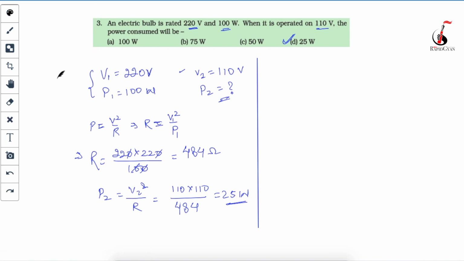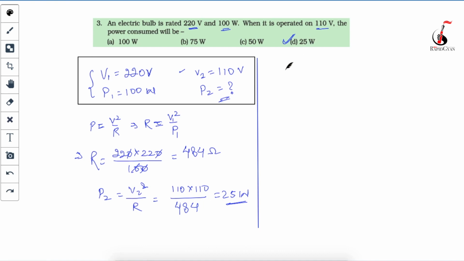The first information which is given will remain the same. Now, as we know, the value of R is constant in both the cases. If R is constant in both the cases, and we know that R is equal to V1 square upon P1, then R will be equal to V1 square upon P1, and at the same time it will be equal to V2 square upon P2.